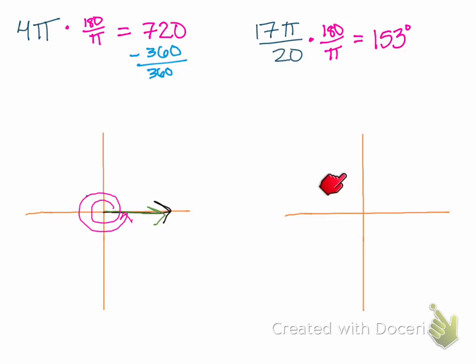I know it's going to be in this quadrant somewhere. I'm going to guesstimate and just draw it in. Remember, it doesn't have to be perfect. We're just estimating. So there's my initial. There's my terminal. There's my arc with an arrow because it's positive. I started on the top. Okay? Let's try a couple more examples.